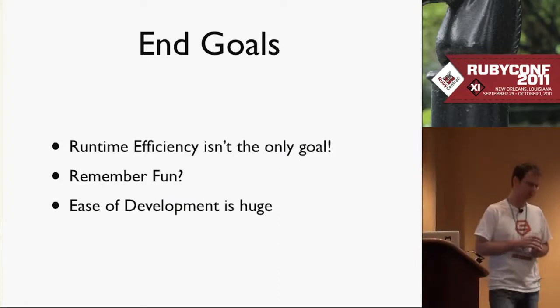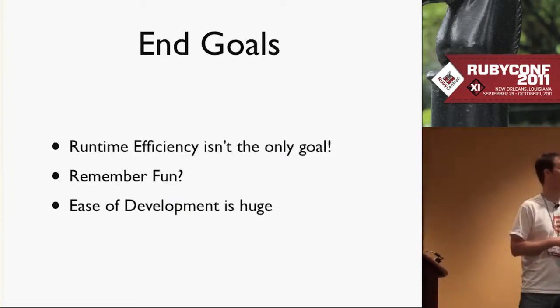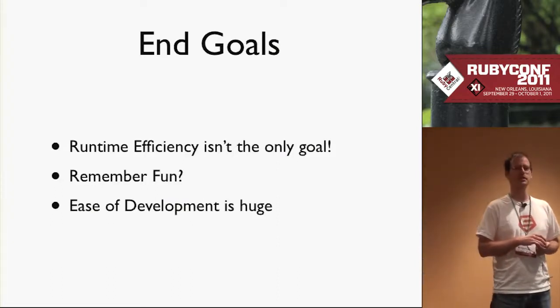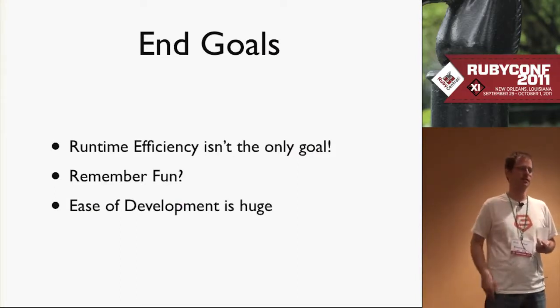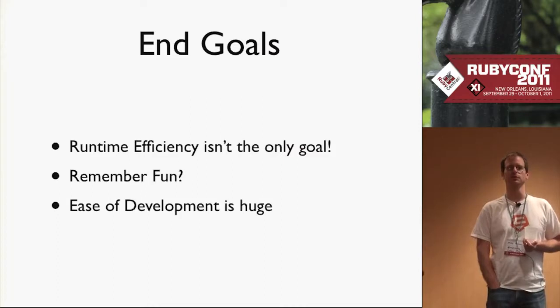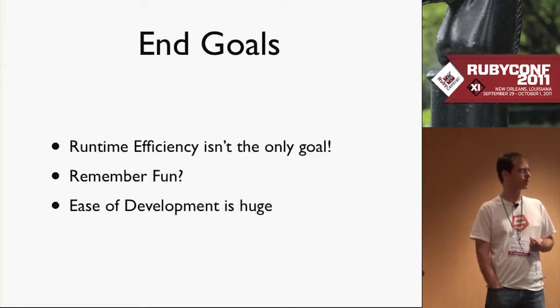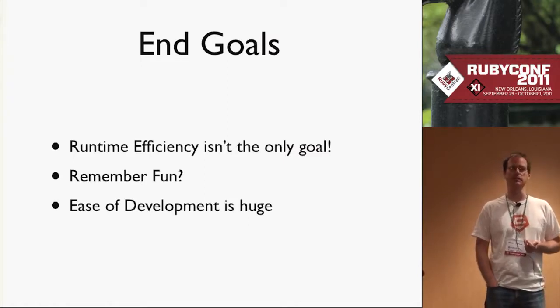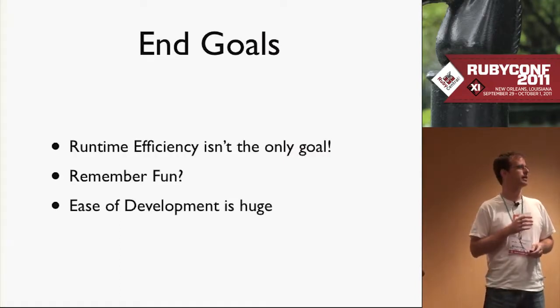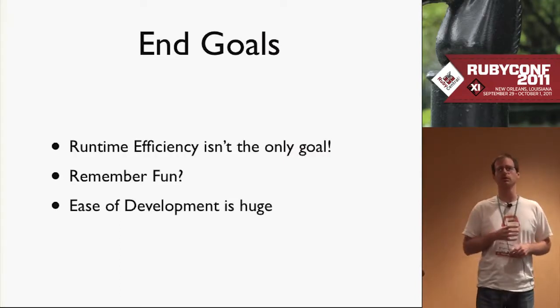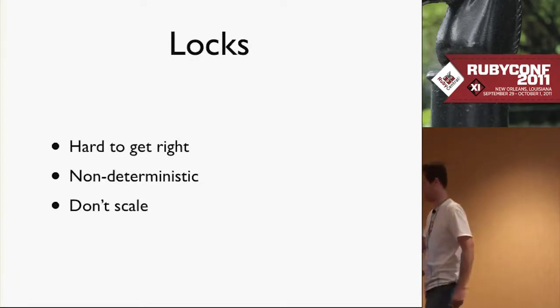And so let's go back to remember what I said about Ruby. Runtime efficiency isn't the only goal in the Ruby community. I think if you wanted runtime efficiency, you would have done the Twitter thing and gone to JVM or C or something like that a long time ago. We're in Ruby because it's a fun language, and we don't want to lose that fun. We don't want to lose that ease of development. And locks make development horribly, horribly unfun.